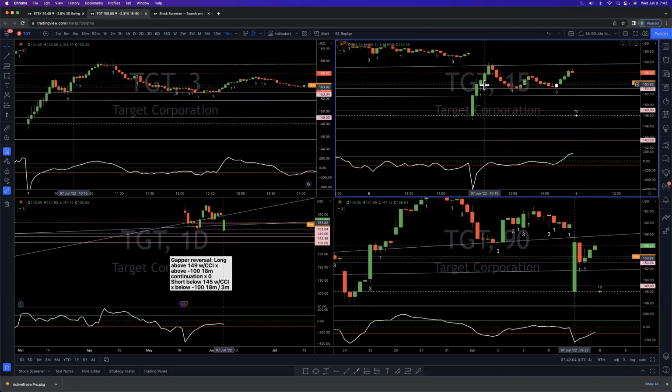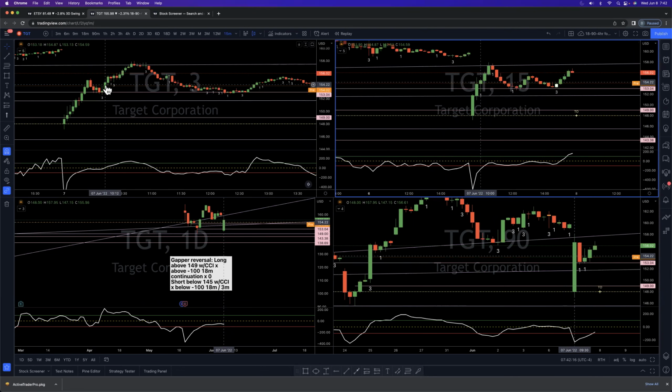Here is your 15-minute flip. And guess what, guys? It's crossing over right here. So you could have taken that here, and I essentially entered it here right before the 15-minute flip. But you can see where it turned green right here. The open was 153.95. 153.97. I took the high of this.